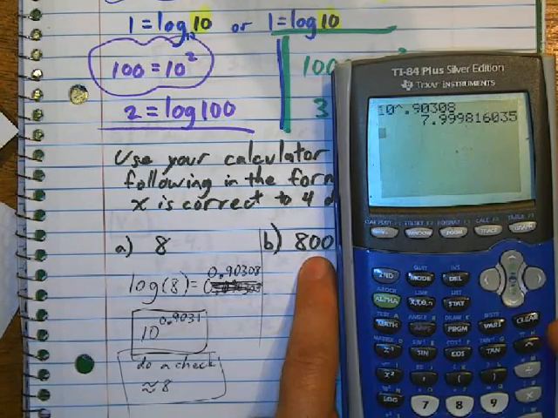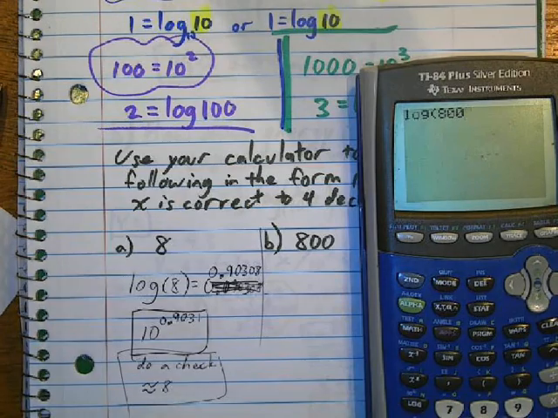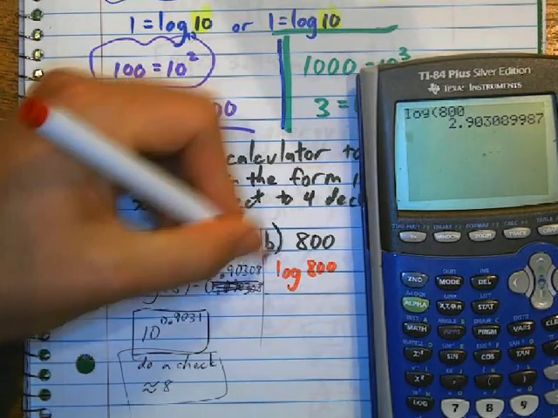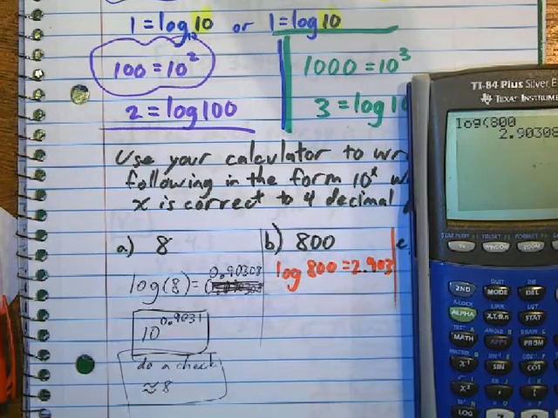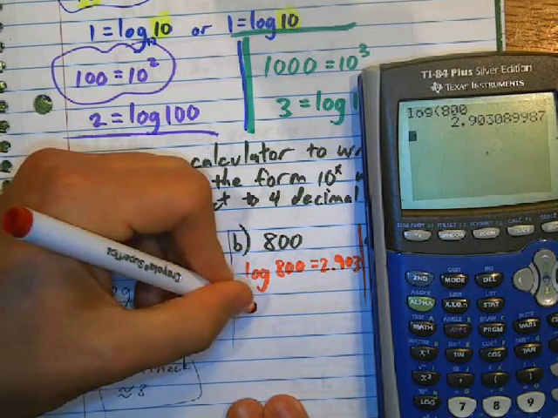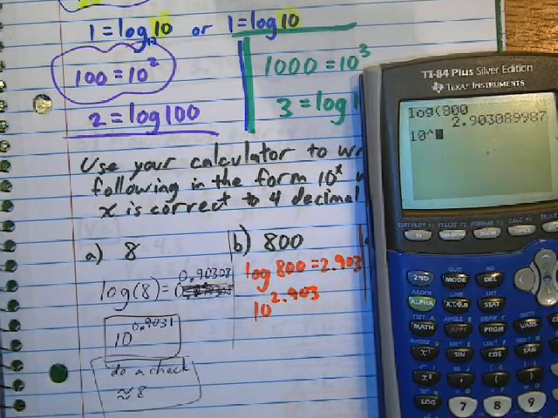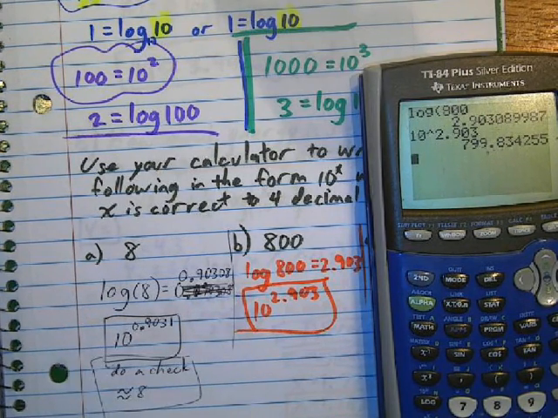Okay, so let's try this again. Log 800. So if I do log 800, I'm going to get 2.903, right? And so if I write 10 to the power of 2.903, we end up with, let's just call that 800, okay? So you have a couple problems like that in your homework, okay?